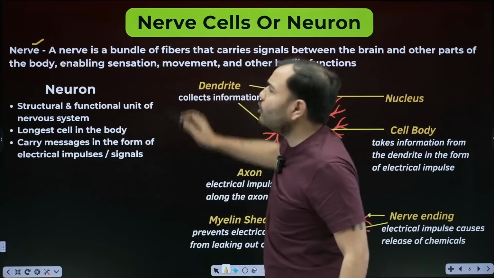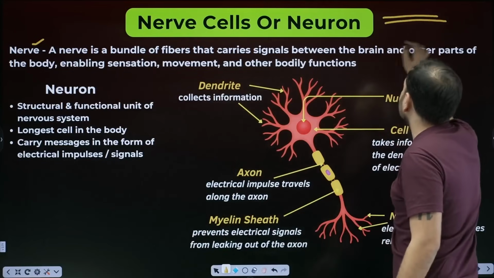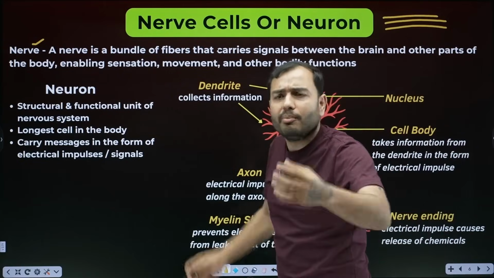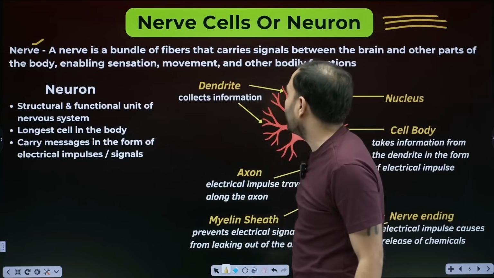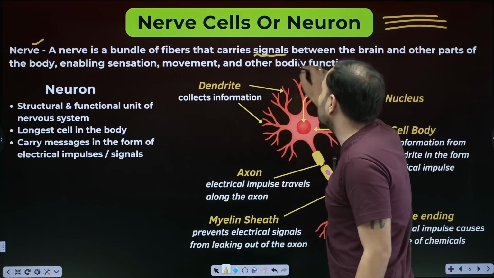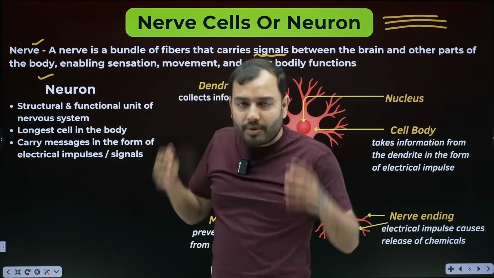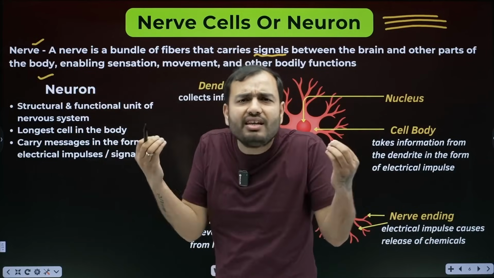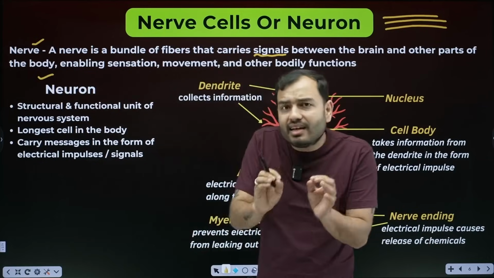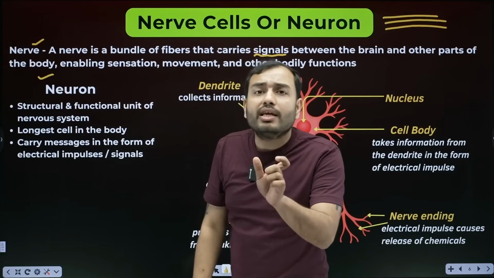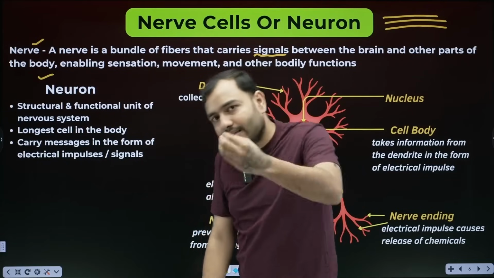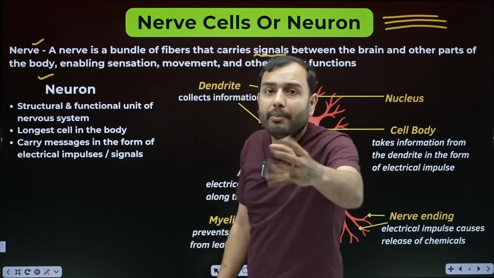A nerve is a bundle of fibers. There are a lot of wires. What is a nerve? Lots of wires. There are a lot of wires in the whole body that carry signals between the brain and the different parts of the body. But this signal is not electric current. We call this an electric impulse, or say signal.